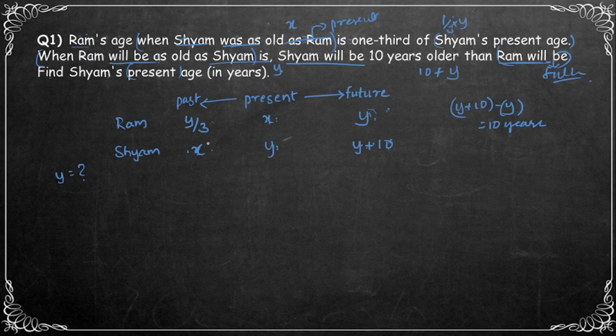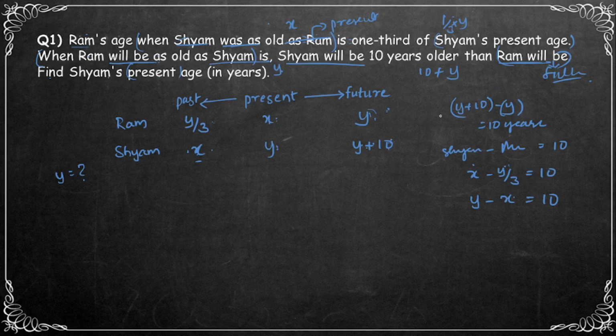So that means if we take the difference between Shyam's age minus Ram's age, it should always be 10 throughout their life. Now in the past, Shyam's age is X, Ram's age is Y/3, so X minus Y/3 is equal to 10. That is one equation. Second equation would be at the present. So Y minus X is equal to 10. Since we have 2 equations and 2 variables, we can solve them easily. So this is the first approach.